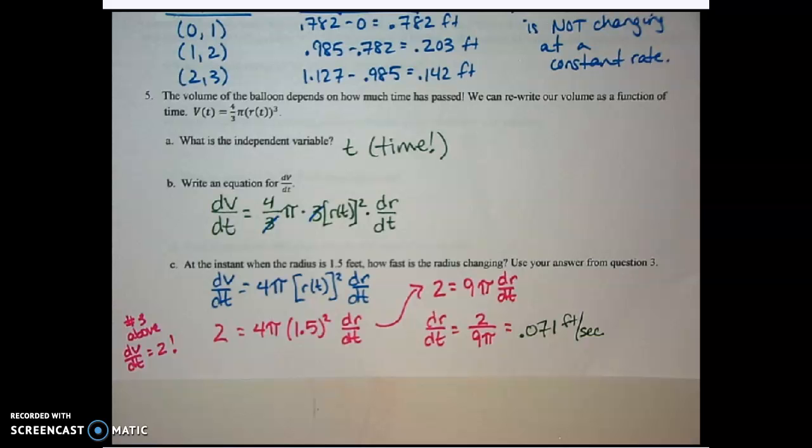So hopefully you were able to solve that for dr/dt. There's my work. And you can see that at the instant that the radius is 1.5 feet, the radius is still growing at 0.071 feet per second.